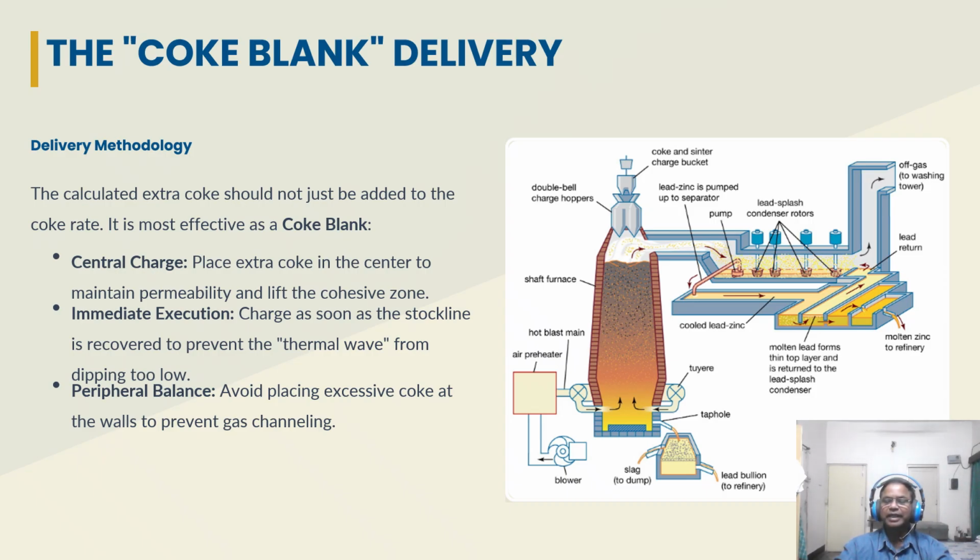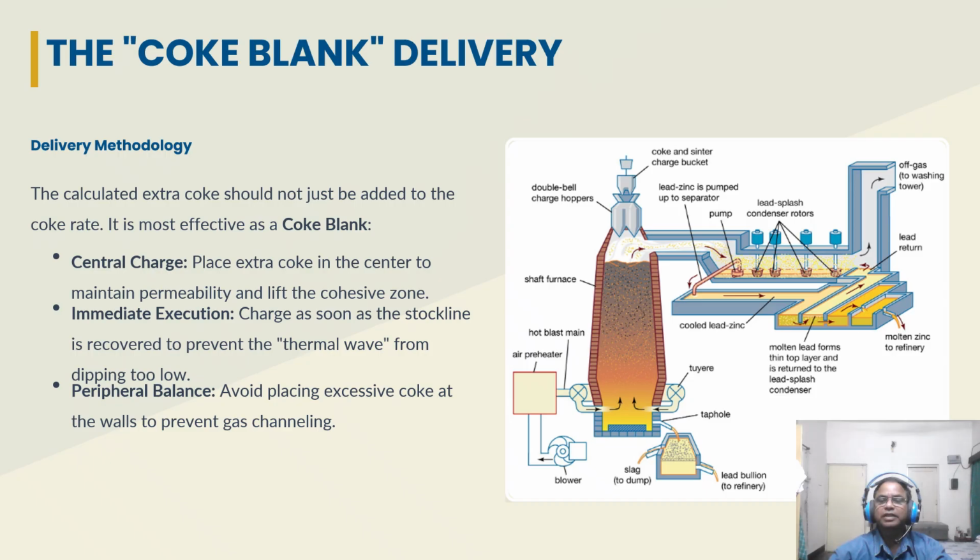We place it as a central charge. Why? Because putting that extra coke right in the center helps maintain permeability and lifts the cohesive zone back up to where it belongs. So the key is immediate execution. We need to charge this as soon as possible, as soon as the stock line starts to recover. If we wait, the thermal wave dips too low and we are already behind. And a quick warning on peripheral balance: avoid dumping excessive coke at the wall, as that encourages gas channeling and makes the problem worse. But before we rush to charge all that coke, we need to consider the risk.